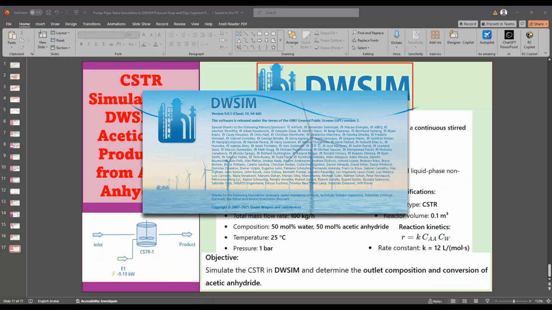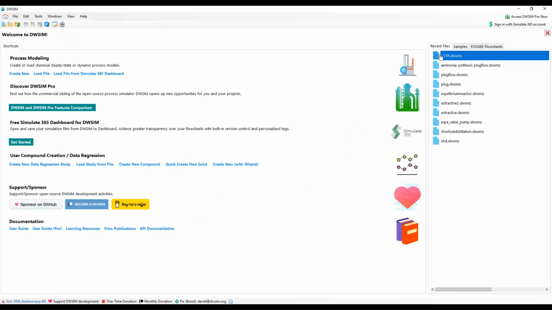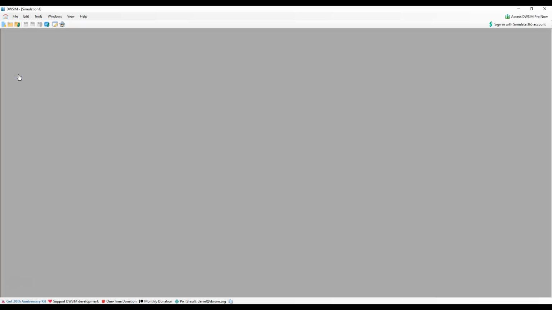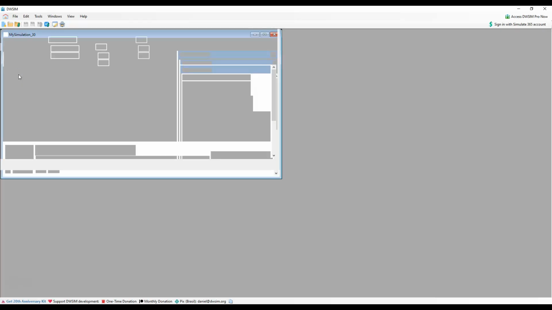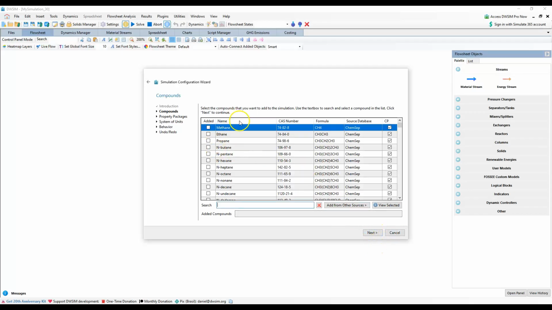Now here I am opening DWSIM software. Here is the screen of DWSIM. In this screen, as I am going to simulate steady state simulation, I am clicking create new. It will open the simulation configuration wizard. The introduction part I don't have to do anything, so I click next, and here I have to add the components.